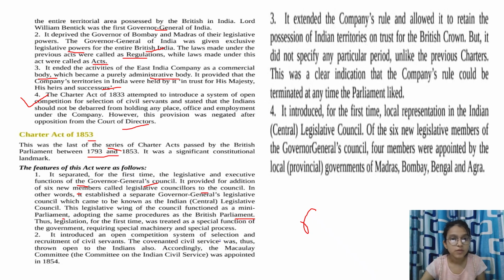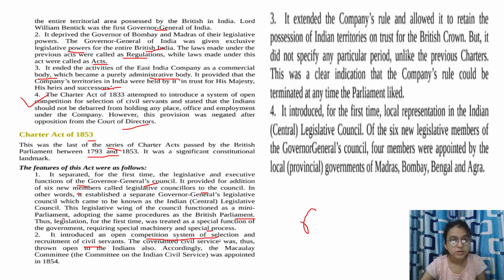Thus, legislation for the first time was treated as a special function of the government requiring special machinery and special process. It introduced an open competition system of selection and recruitment of civil servants. So the concept that we have, UPSC and PCS, also came from the British idea. This kind of idea was already in their mind, which they enacted when they were in India. Later we adopted these ideas and inserted them in our Constitution.